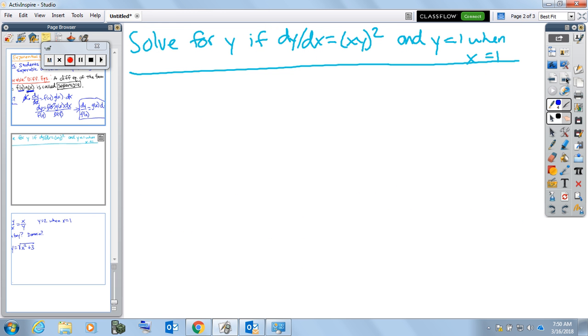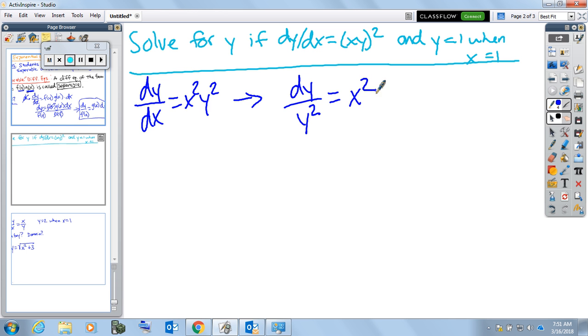So the first example says, solve for y if dy/dx equals the quantity xy squared, and then we have an initial value saying that y equals 1 when x equals 1 as well. So let's take a look here. The first thing I want to do is rewrite this as dy/dx equals x squared y squared. Why do I want to do that? Because remember, my goal is to separate them out from each other. So let's match the left side with y's and the right side with our x's. This leads us to dy over y squared equals x squared times dx.